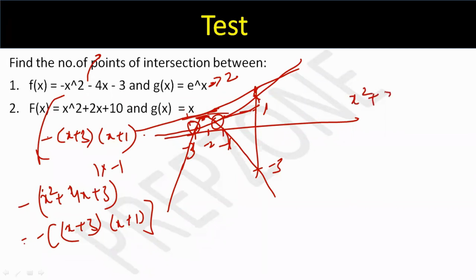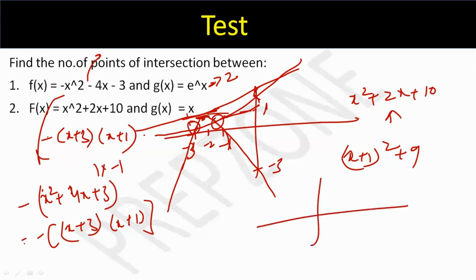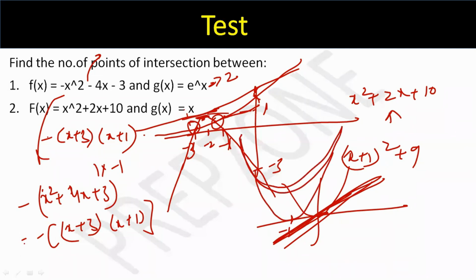Second, what is given? x square plus 2x plus 10. I will write this as (x plus 1) whole square, x square plus 2x plus 1 plus 9. This is the graph, and then g(x) equals to x. So I will just plot the graph. This is y equals to x, and then (x plus 1) whole square. This is x square, right? This is x square. So (x plus 1) whole square is shifting it left. This is (x plus 1) whole square, right? And then plus 9. So plus 9 will be somewhere like this.